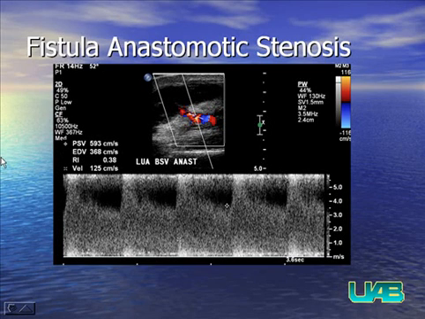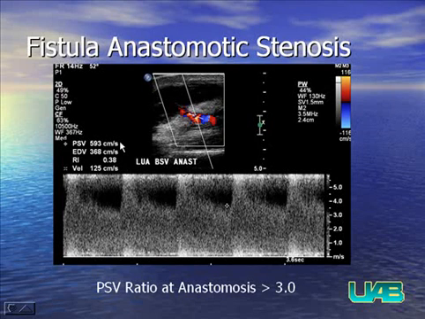At the anastomosis, notice this very turbulent flow, loss of the black window underneath the waveform, and a peak systolic velocity of 593 centimeters per second. So this is greater than a 3-to-1 ratio, and this would be suggestive of anastomotic stenosis.